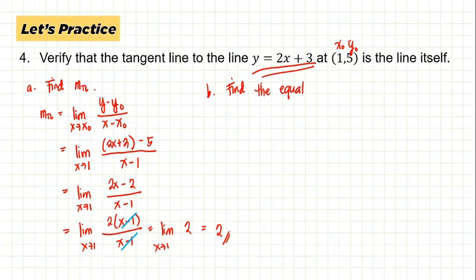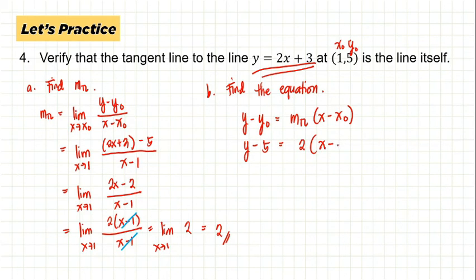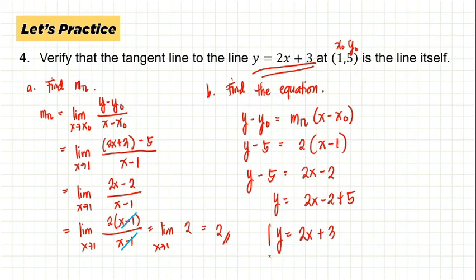Dapat ang makuha nating equation ay the same with y equal to 2x plus 3. So we have the formula y minus y sub o equal to m sub TL times the quantity x minus x sub o. So we will have y minus y sub o, which is 5, equal to m sub TL, which is 2, times the quantity x minus x sub o, which is 1. Now, simplifying, we will have y minus 5 equal to, distribute, 2x minus 2. So we will have y equal to 2x minus 2 plus 5. And that is y equal to 2x plus 3. So as you can see, the tangent line is just the line itself. Okay, so that's it for our last problem.